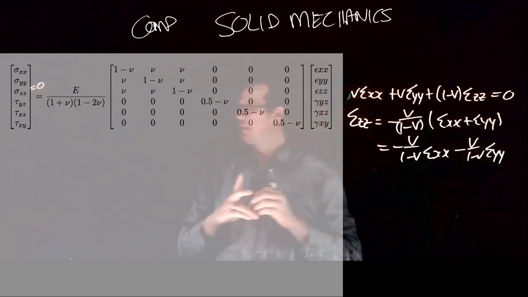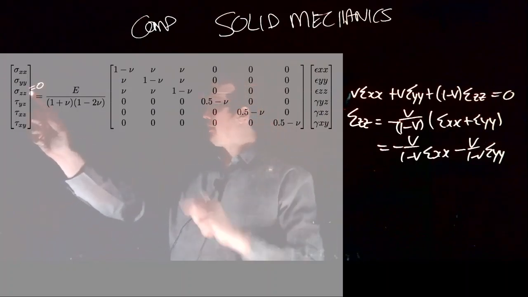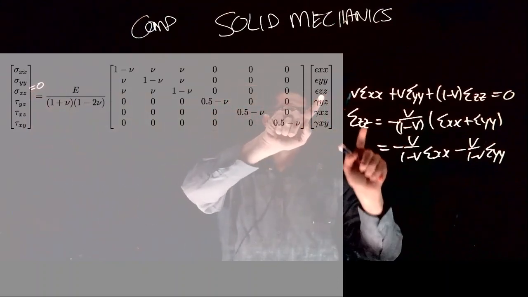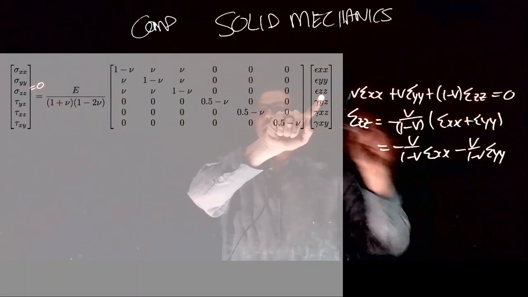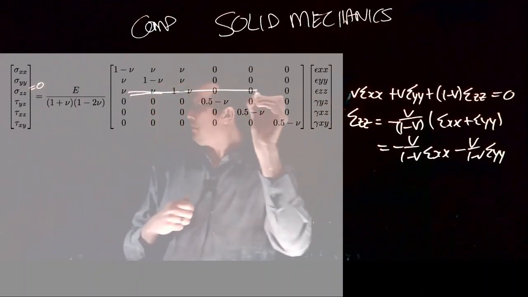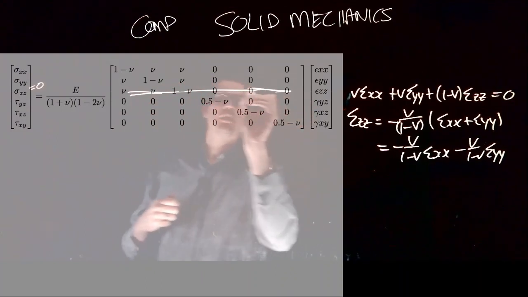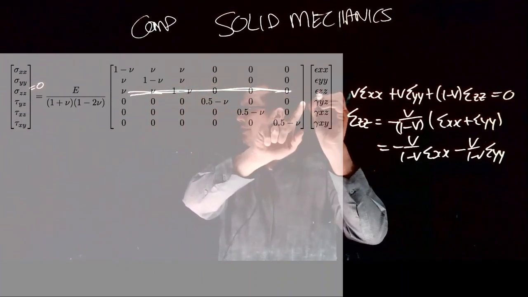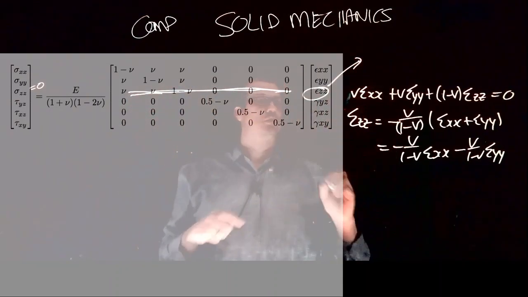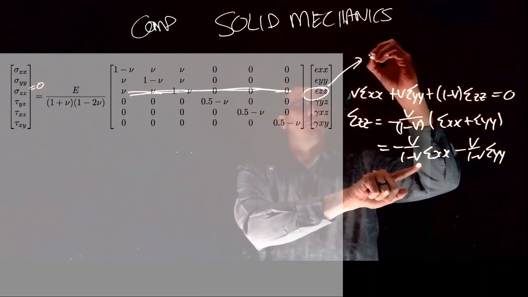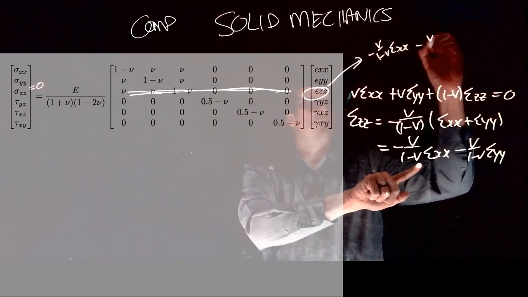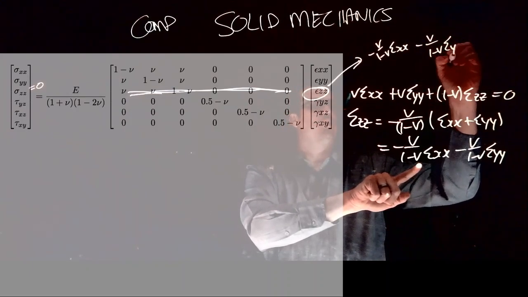The reason I write it out like this is because, if we have this expression and we can already solve for epsilon zz from epsilon xx and epsilon yy, then I can actually remove this whole equation. I can't just delete it. For this expression that I have here for epsilon zz, I can now substitute what should stand there, which is minus Poisson ratio over 1 minus Poisson ratio epsilon xx and minus Poisson ratio over 1 minus Poisson ratio epsilon yy.